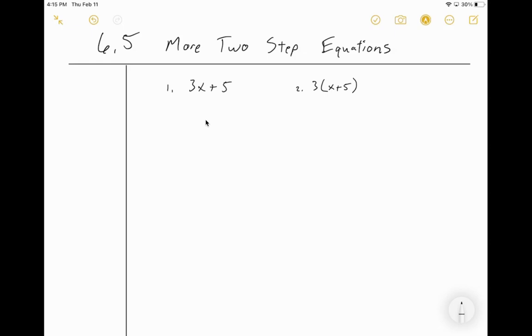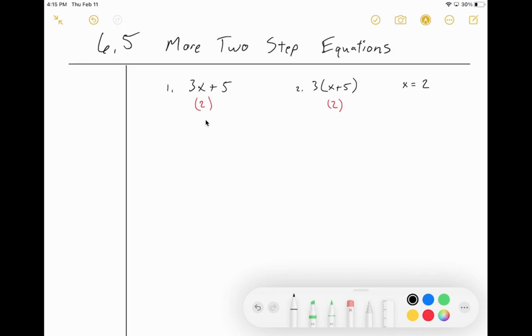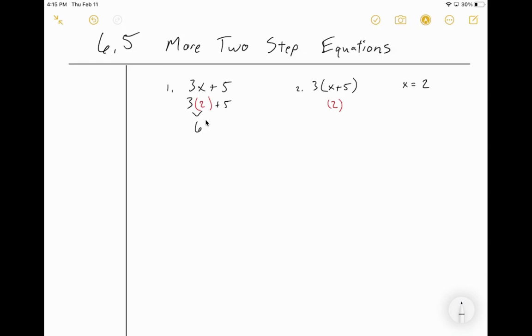Now, how are these different? Well, in the first one, you have 3 times x, and then you add 5. In the second one, you have to do x plus 5, and then multiply by 3. To show you this, let's just pretend that x equals 2. Instead of x, I'm going to put the number 2 in here. On the first problem, you do 3 times 2, which is 6, and then you add 5, and you get 11.